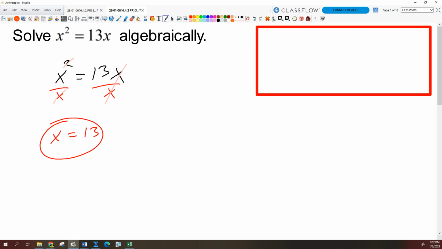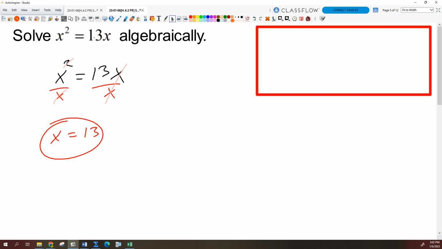Does that plug back in? Does it work? It does, doesn't it? 13 squared equals 13 times 13. Check. It works. We good? No. Something's wrong. What's wrong, Jimmy? Okay, but you didn't seem happy with that, though. Anybody else unhappy with that? Because you're right. There's something wrong with that.